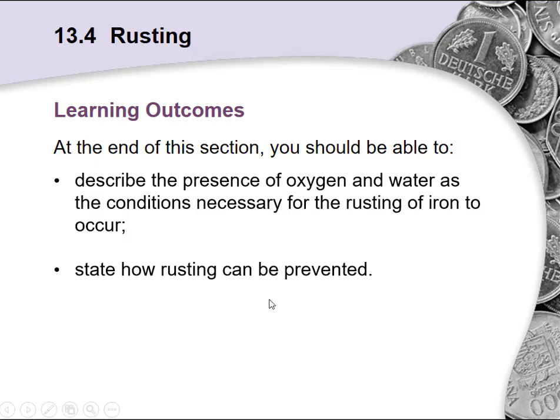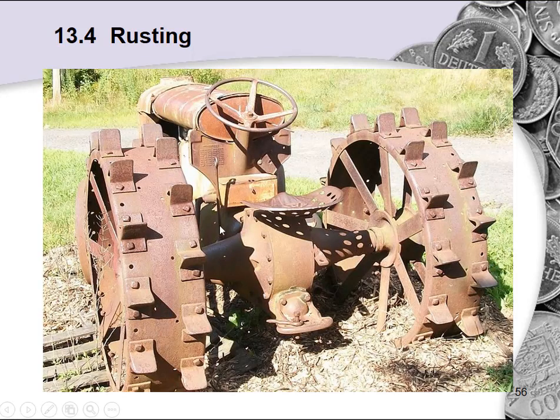And of course, take note of how rusting can be prevented. Now look at this metallic equipment here. This is probably farm equipment that is turning brown, and this brown is most likely due to the rust that's formed, not because of painting. So you can see that all metal objects actually rust when they're left in the open.